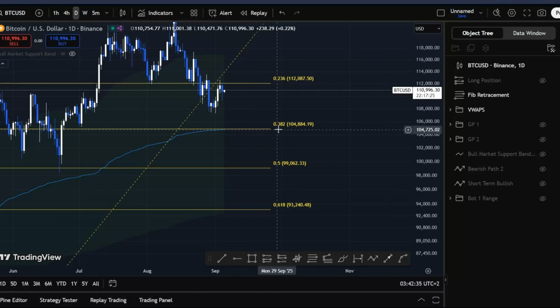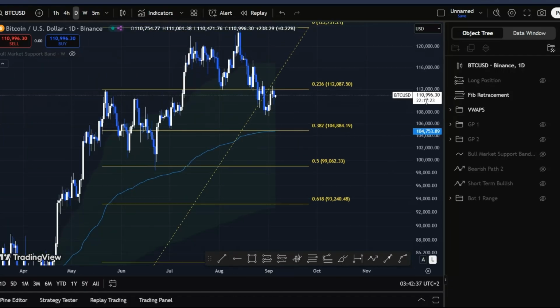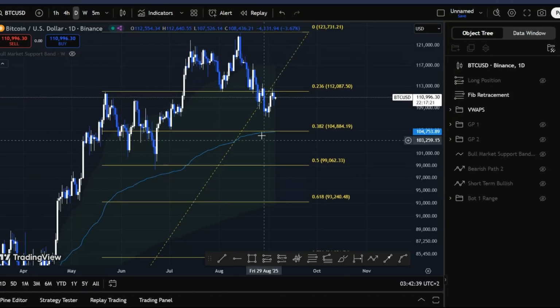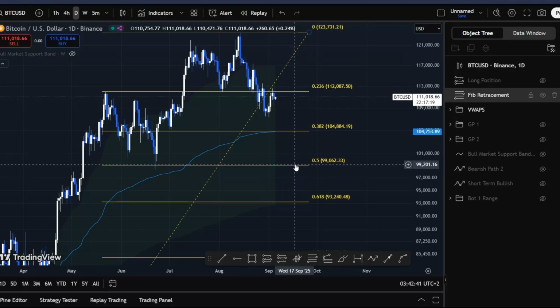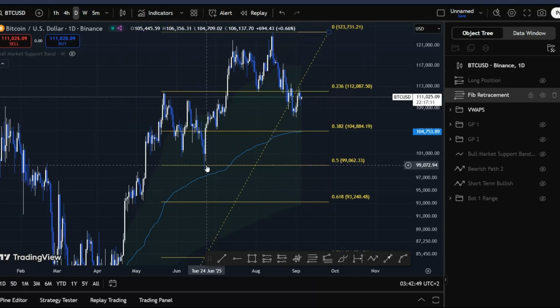Now, 0.38 in a bull market is a nice place to bounce. Sometimes it goes to 0.5. You can see here, 99.062 at the 0.5 Fibonacci retracement. I don't think we could go here, but I'm going to keep it in mind.